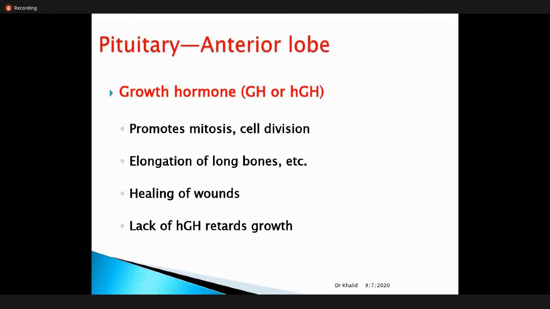Like the growth hormone promotes mitosis, cell division, elongation of the long bone, and healing of the wound, and lack of the human growth hormone causes retarded growth.